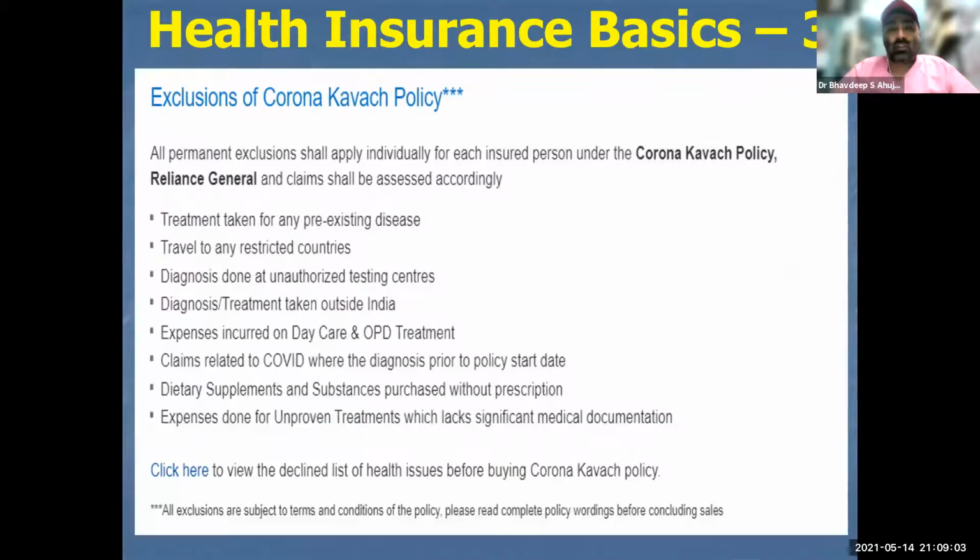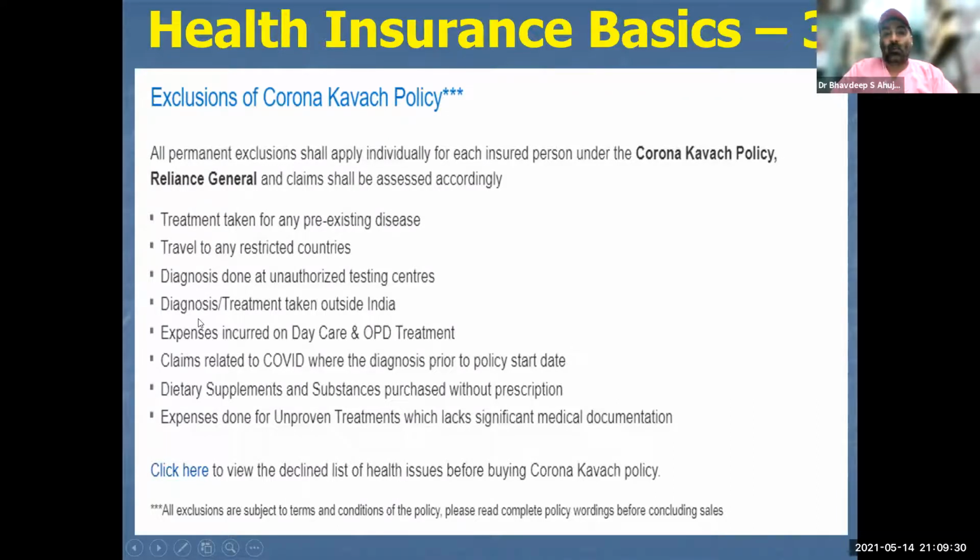So what are the exclusions of these Corona Kavach policies? Treatment taken for any pre-existing disease, traveling to any restricted countries which are not allowed. Obviously, presently India is a restricted country, and all the countries have banned traveling to India, so going from India is out of the question now. Diagnosis done at unauthorized centers, diagnosis taken outside India, treatment taken outside India.